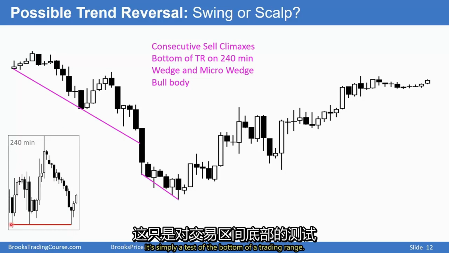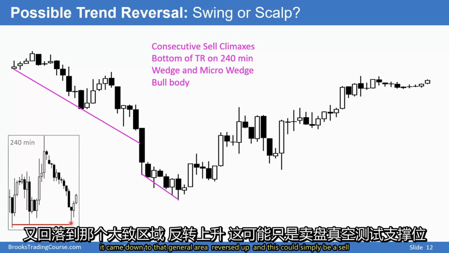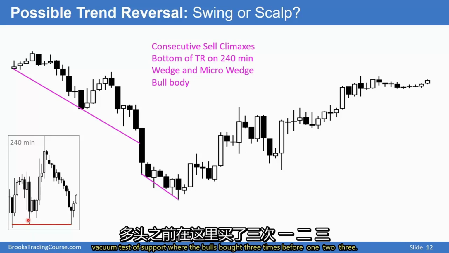It's simply a test of the bottom of a trading range. At this price level, the market reversed up here. It came down to the price level again, reversed up. It came down to that general area, reversed up. And this could simply be a sell vacuum test of support, where the bulls bought 3 times before.